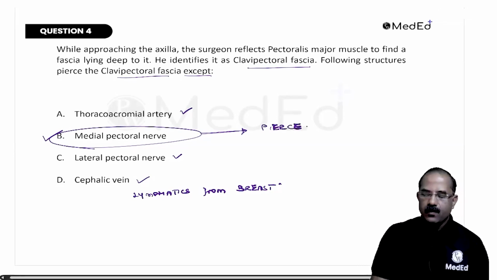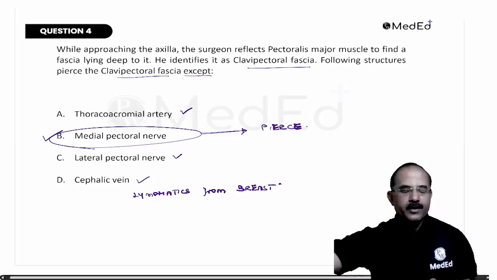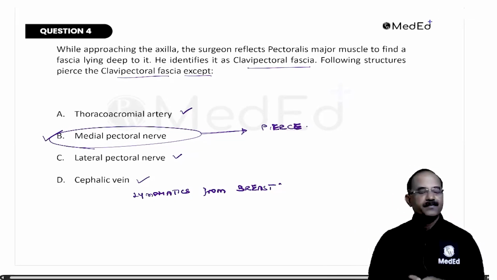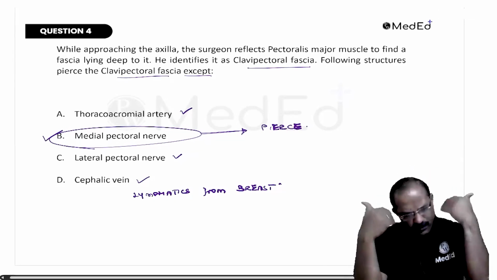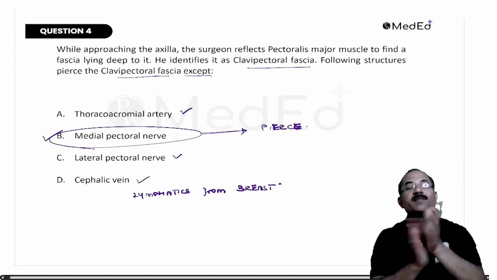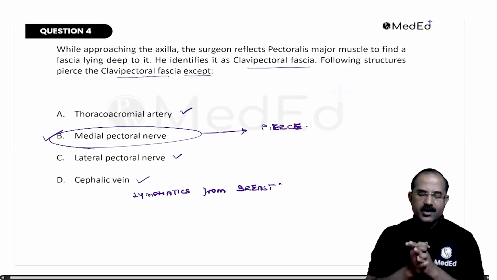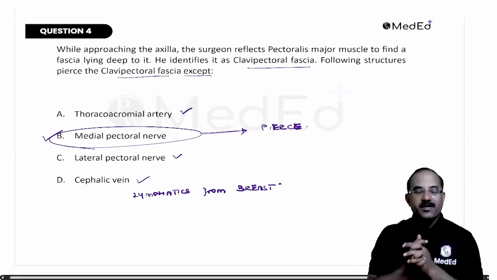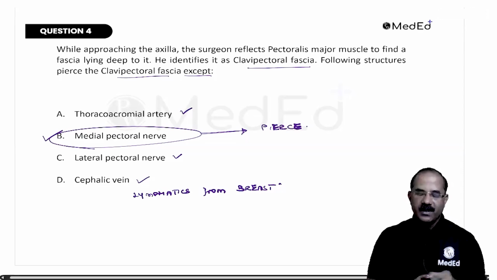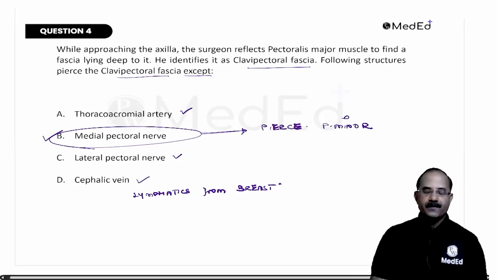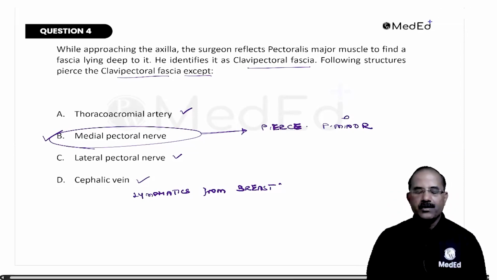Can anyone tell me what the medial pectoral nerve pierces? Answer this, children. The medial pectoral nerve does not pierce the clavipectoral fascia. Indirectly it does, but it pierces something else, some muscle. The medial pectoral nerve is going to pierce what? It pierces the pectoralis minor. Remember, it pierces the pectoralis minor.